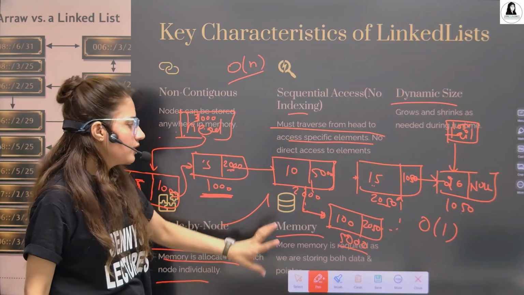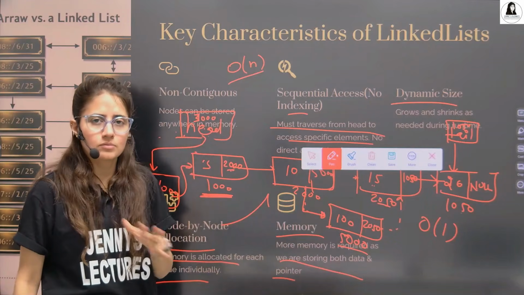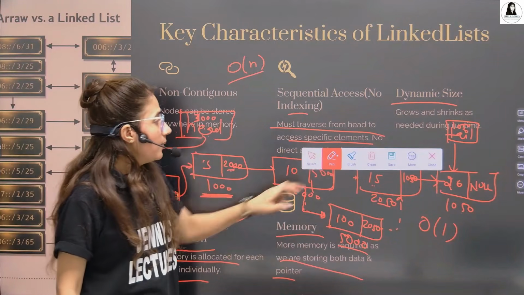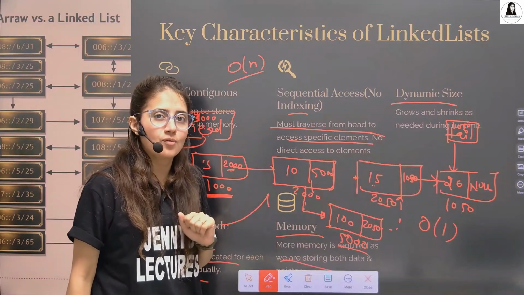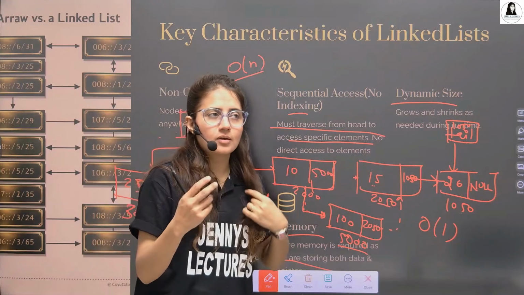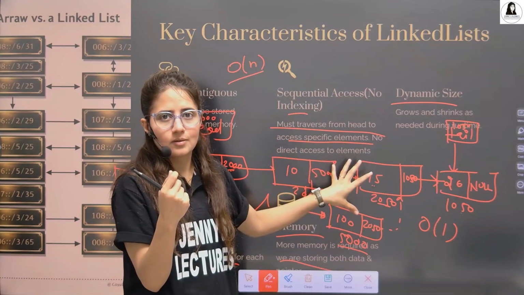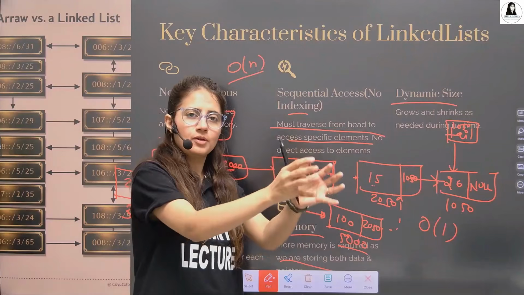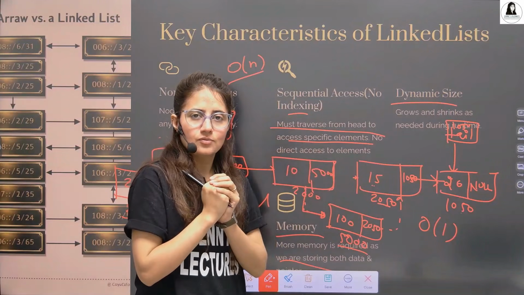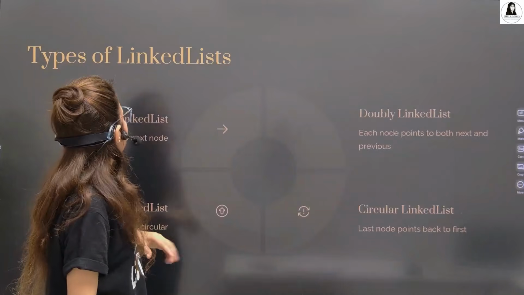Memory, more memory is required as we are storing both data and pointer. Yeah, somewhat we can say this thing. But memory wastage is not there, like in arrays and array list we have, because we are reserving extra memory. It is not the case here. Whenever we need, we create a new node. For that only memory is to be reserved. So no memory wastage is there in linked list. So basically you have the idea.